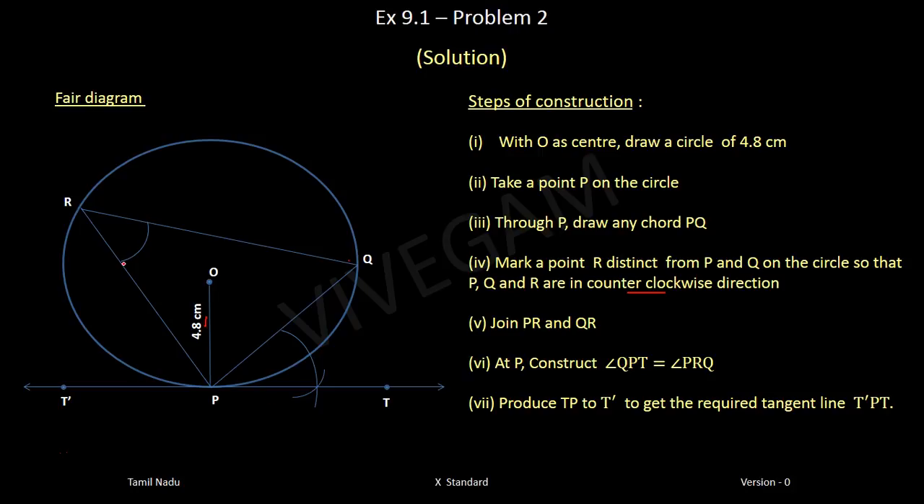You draw an arc, and with the same radius, you draw an arc from P. You measure the segment length, and with the same radius from here, you cut one more arc. That is how you get the same angle. Now at P, we are supposed to draw QPT equal to PRQ, which is what we just did. QPT will be equal to PRQ, and extend PT, that becomes the tangent.